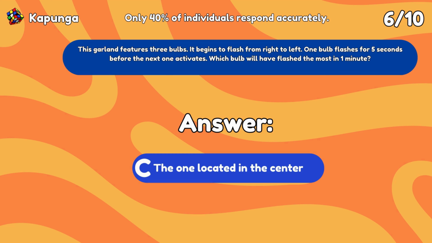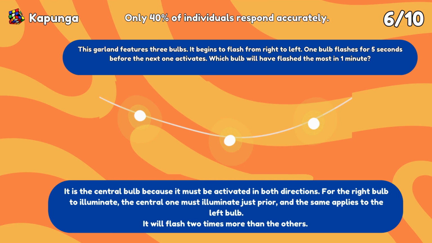The answer is C, the one located in the center. It is the central bulb because it must be activated in both directions. For the right bulb to illuminate, the central one must illuminate just prior, and the same applies to the left bulb. It will flash 2 times more than the others.